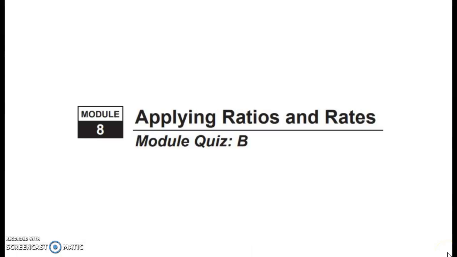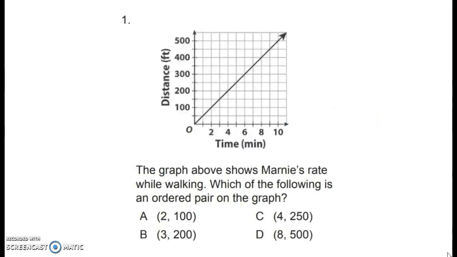This is Module 8, Applying Ratios and Rates, Quiz. Number 1. The graph above shows Marnie's rate while walking. Which of the following is an ordered pair on the graph? A, (2, 100). B, (3, 200). C, (4, 250). D, (8, 500).